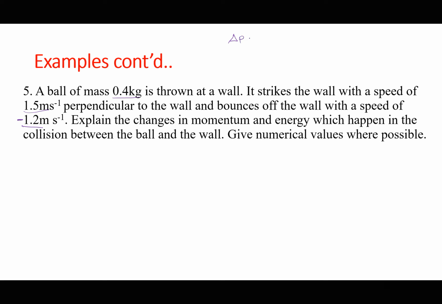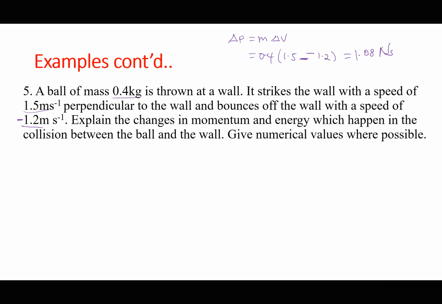So let's first find the change in momentum. The change in momentum is going to be mass times the change in velocity. So this is going to be 0.4 into 1.5 is towards the wall minus negative 1.2. The negative here, because we are finding a change, we subtract. But because it bounces, the other one is also negative. So this gives us a change of 0.4 times 2.7. So the change in momentum is 1.08 Newton seconds.